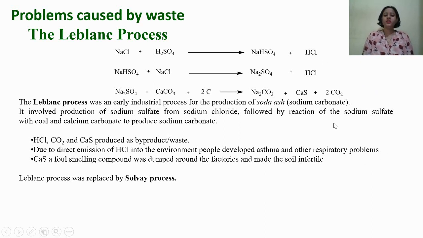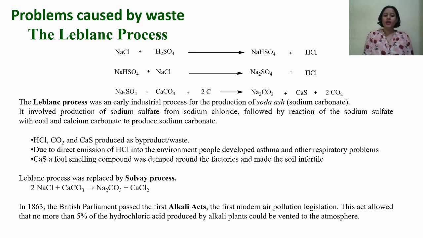So because of the problems caused by the waste generated in this method of synthesis of sodium carbonate, another method, Solvay's process, came up. In Solvay's process, sodium carbonate is synthesized from sodium chloride and only calcium chloride is formed as the byproduct. So here we have tried to minimize the waste generated because waste can affect the environment and human health. In 1863, the British Parliament passed the first Alkali Act, and according to this act, not more than 5% of hydrochloric acid can be released into the atmosphere by an alkali plant.